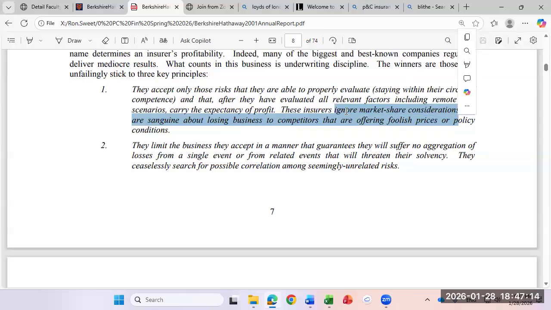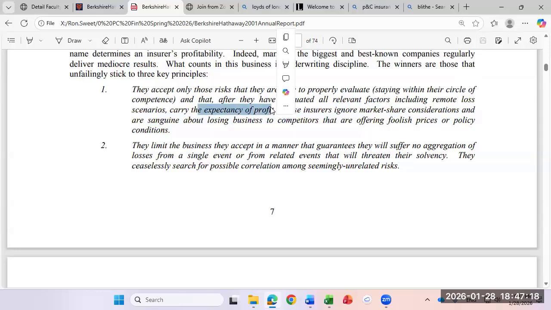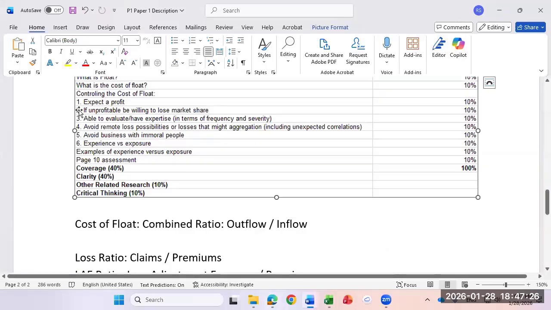So that's the third thing: if you can't get that expectancy of profit because the competition is causing you to reduce your prices to a level that doesn't make sense, then hey, lose market share. So if I'm profitable, willing to lose market share, he even says be happy about losing market share.